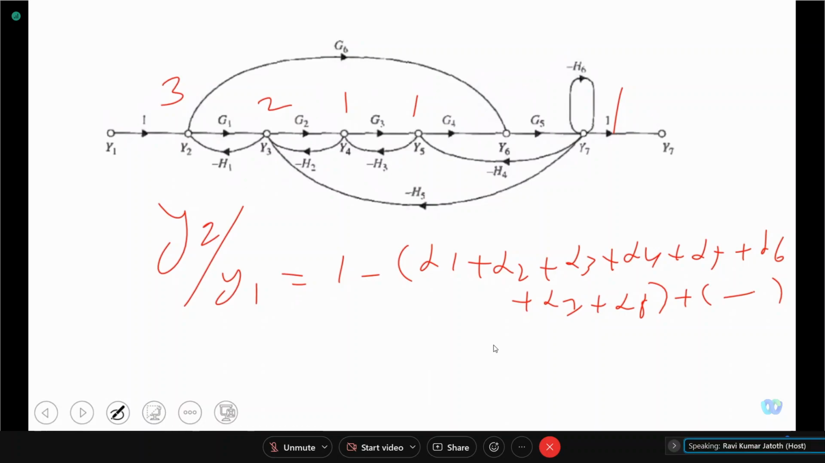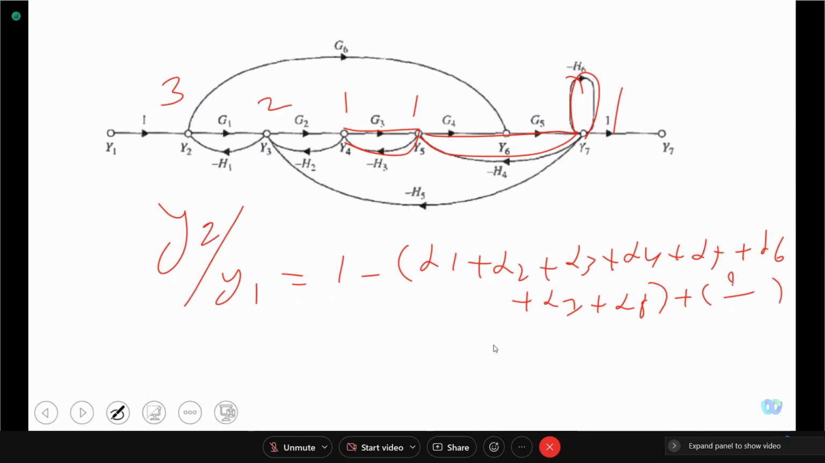Now, are L7 and L8 two non-touching loops? L7 is this. L8 is this. Are these two non-touching loops? No. Right? But L6 and L7 are non-touching loops. Correct? This is L6, no? So like that you write the terms here.